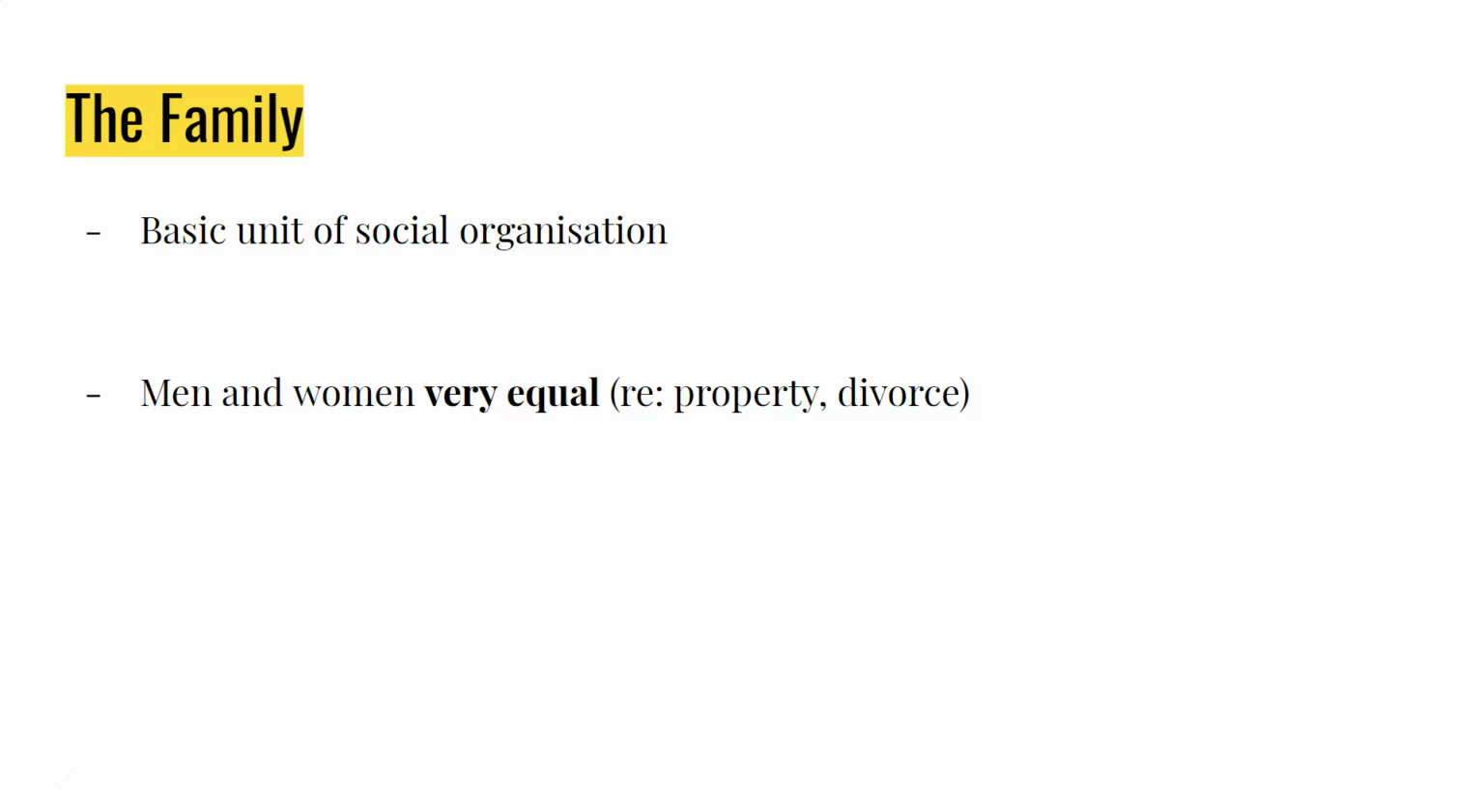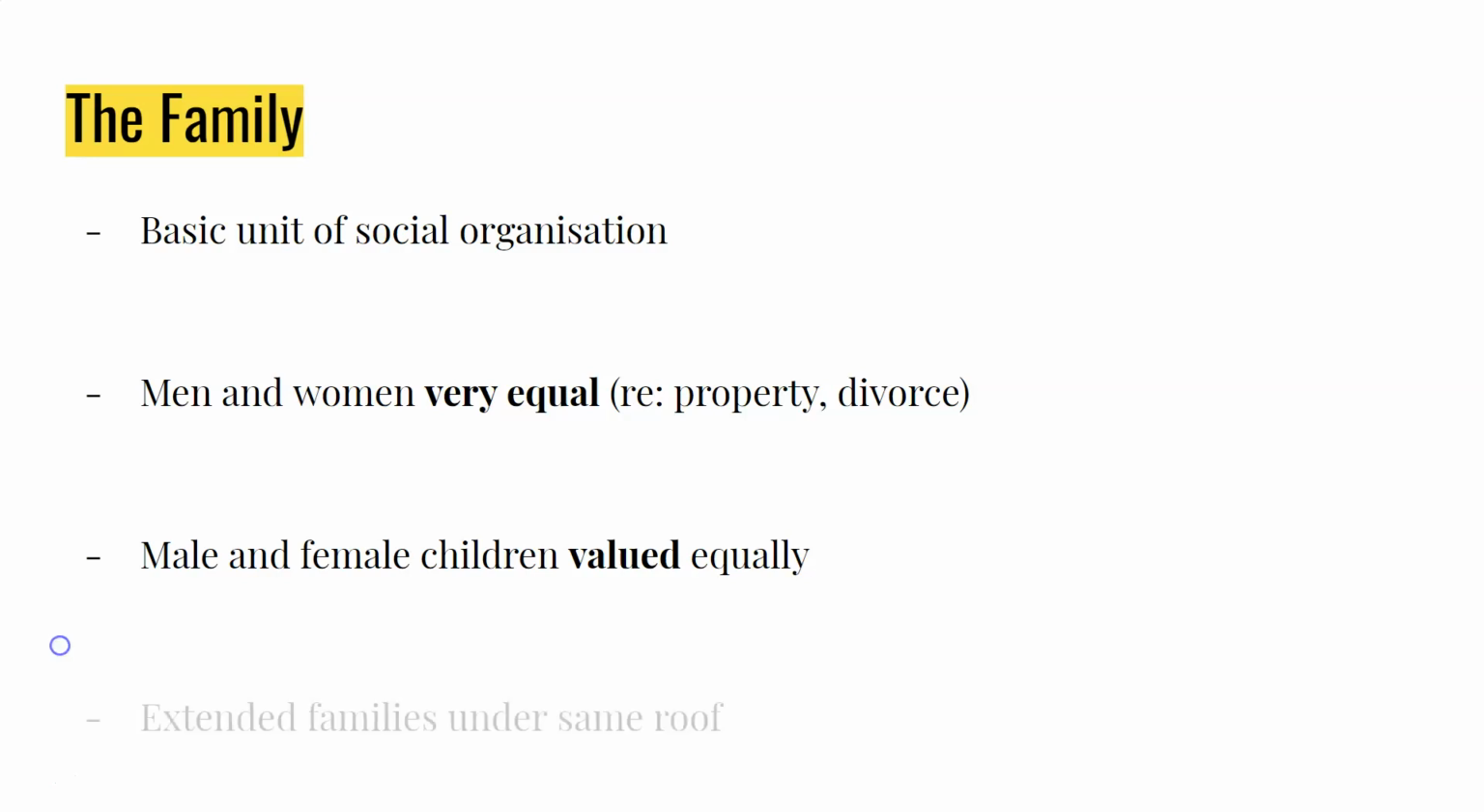So they could both, for example, inherit property equally. Both had the right to divorce if things weren't going well. And in addition to that, both male and female children were valued equally also. So in some ancient societies, male children were valued more because they could inherit, and male children were seen as more important for that reason. In Egypt, both were viewed equally.